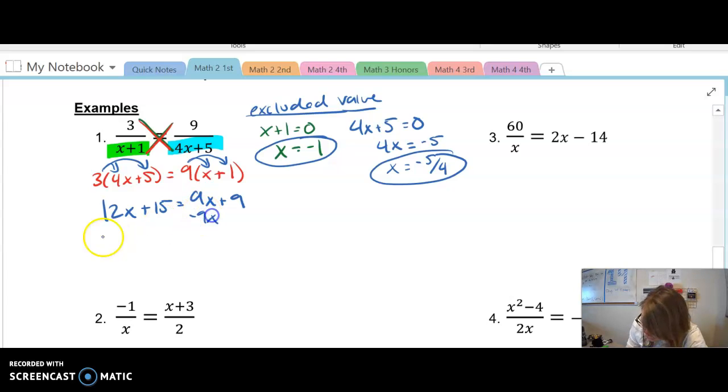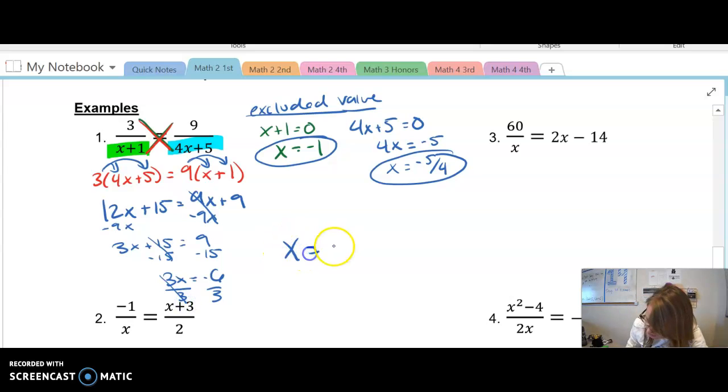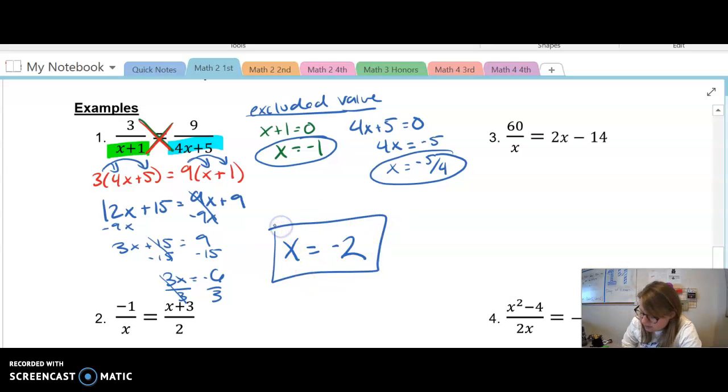I'm going to subtract 9x from both sides. I get 3x plus 15 equals 9. Subtract 15 from both sides, I get 3x equals negative 6. Divide by 3 on both sides, and I get x equals negative 2. My solution is x equals negative 2. Is that either of my excluded values? No. So this is a good solution, and we're good to go. Let's move on to our second example.